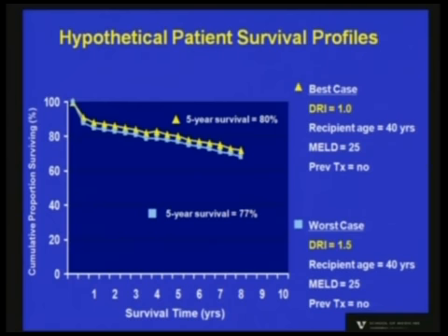This next slide is also hypothetical patient profiles. And what we see here is that if you pair a moderately high DRI with a more suitable recipient, you get a very good survival profile, which is very similar to optimal donor and recipient characteristics.